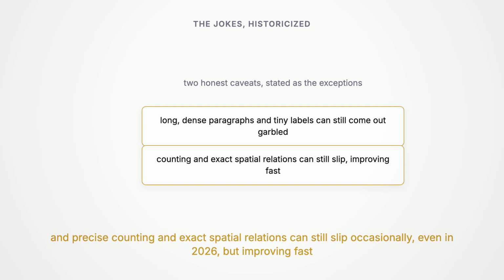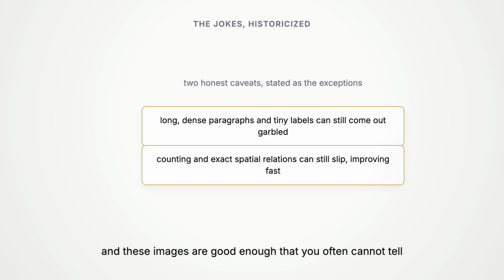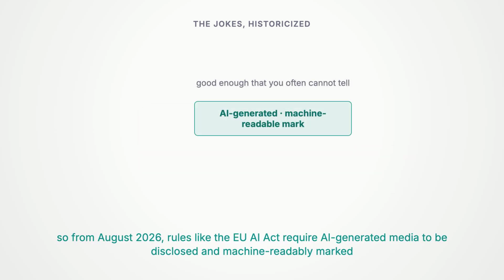And one more thing that is true now and matters. These images are good enough that you often cannot tell. So from August 2026, rules like the European Union's AI Act require AI-generated and manipulated media to be disclosed and machine-readably marked. The technology to fool you and the duty to label it arrive together. We will sit with that responsibility properly when we get to faces and voices.